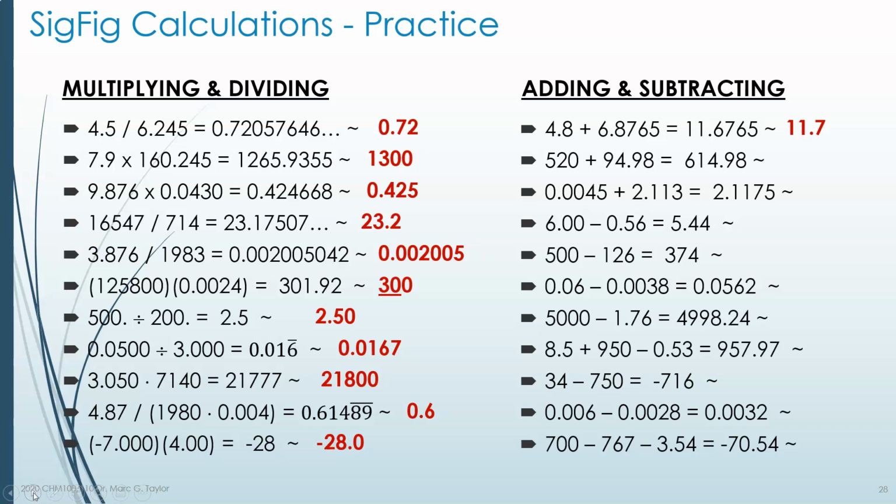Now, I'll do one more here because this is a little bit tricky. 520 plus 94.98. Well, looking at the second number, 94.98, the last significant digit is the 8 in the hundredths place. But if we look at the 520, the last significant digit is not the 0, it is the 2. You'll notice there's no decimal point on the 520, therefore 520 only has 2 SigFigs, but its last SigFig is in the tens place. So we have to compare tens place versus hundredths place in the second number, therefore the tens place is where we need to round it. So our answer of 614.98 must be rounded to the nearest 10.